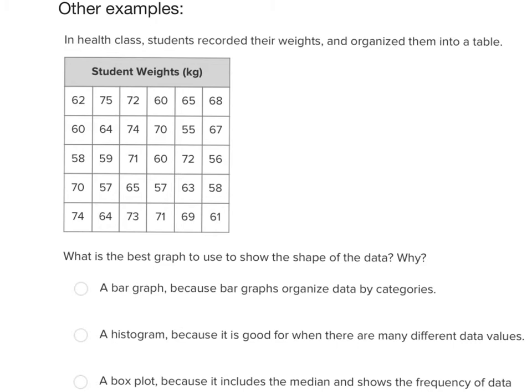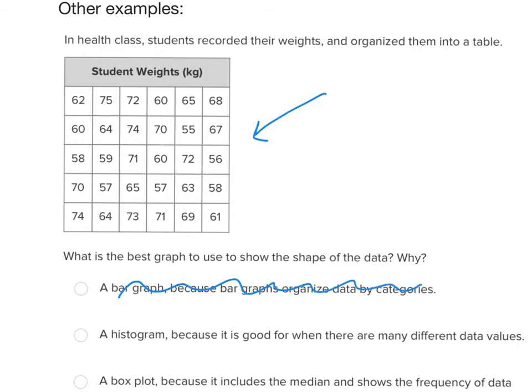In health class, students recorded their weights and organized them into a table. They don't look very well organized, so they're all over the place. What's the best graph to use to show the shape of the data? A bar graph I don't think would be great because there's so many different data points. There's not a whole bunch of 61s. So you would have a million bars. You're going from 56, is that the smallest one, all the way up. There's a lot of bars, and almost very few of them have more than one. So I would not use a bar graph.